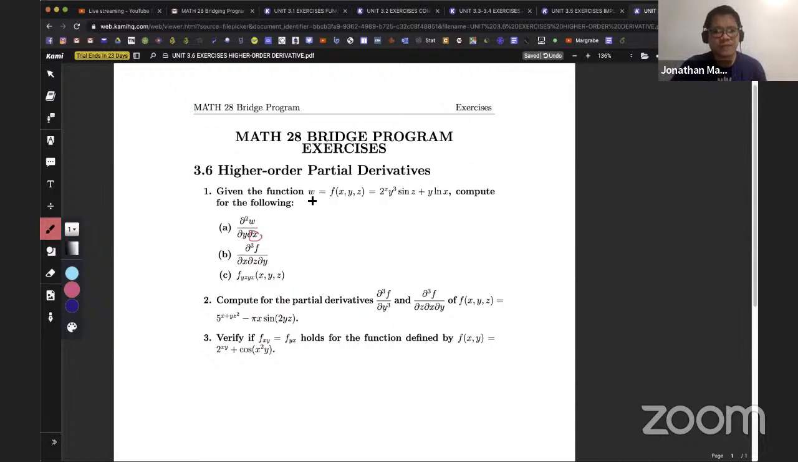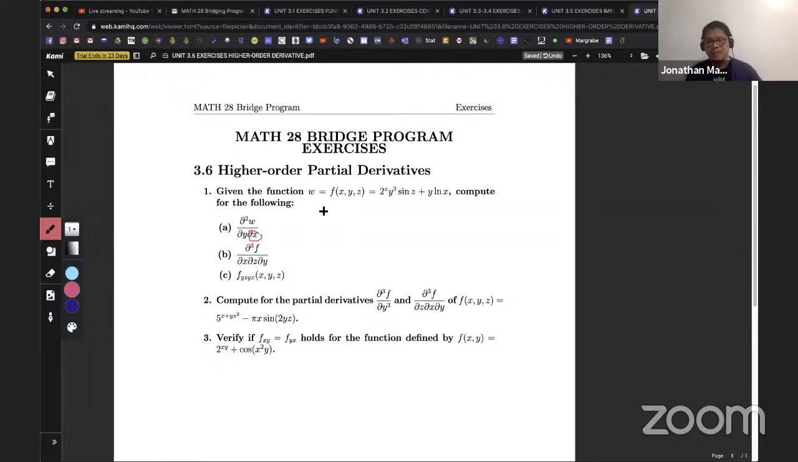So from this function, kukuhanin mo muna yung partial niya with respect to x. Now, you have the partial of W with respect to x. After that, tsaka mo kukuhanin yung partial with respect to y.